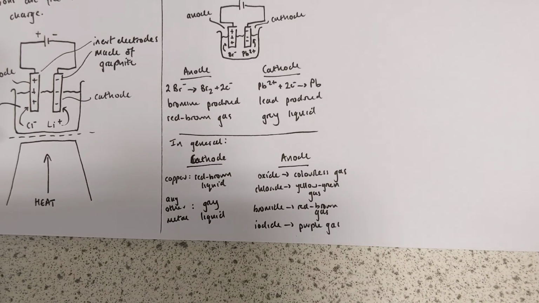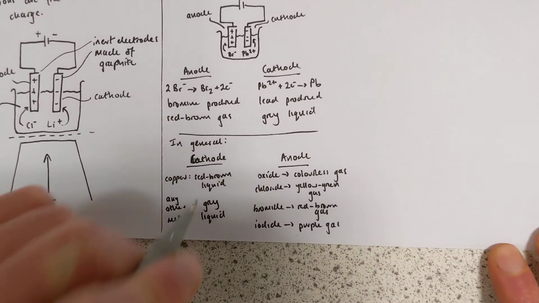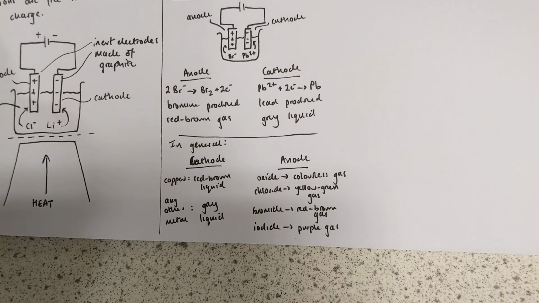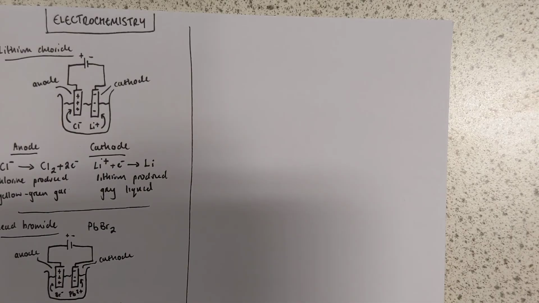So for example, just how I might use this, if you had copper iodide in an electrolysis experiment, at the cathode you'd see a red-brown liquid, at the anode you'd see a purple gas, because those are the 2 elements being produced.